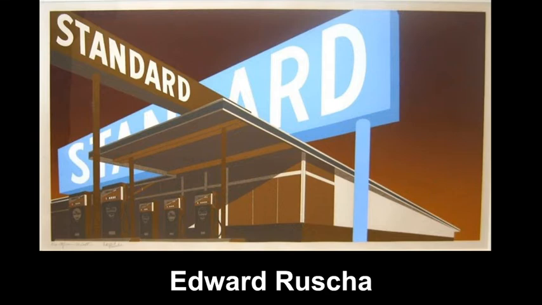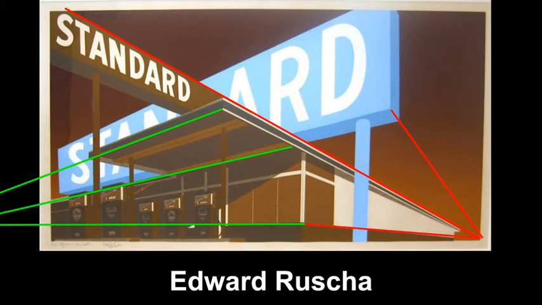Two-point perspective is used a lot more frequently than one point. You see it in lots of different artworks. This Ed Ruscha is a prime example where we can see those lines going back to two different vanishing points. One's in the corner, the right-hand bottom corner. The other one goes off to the side.